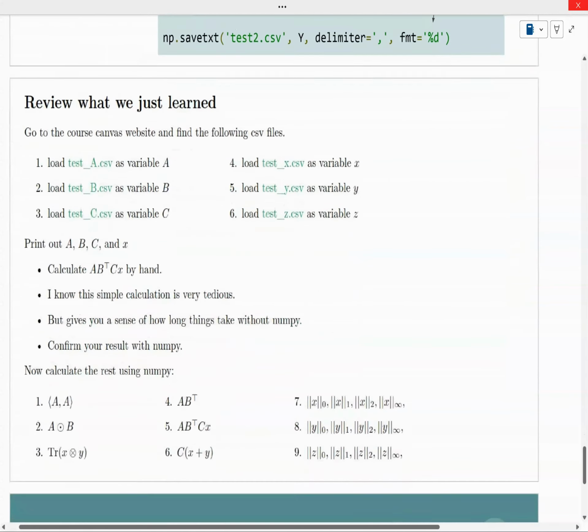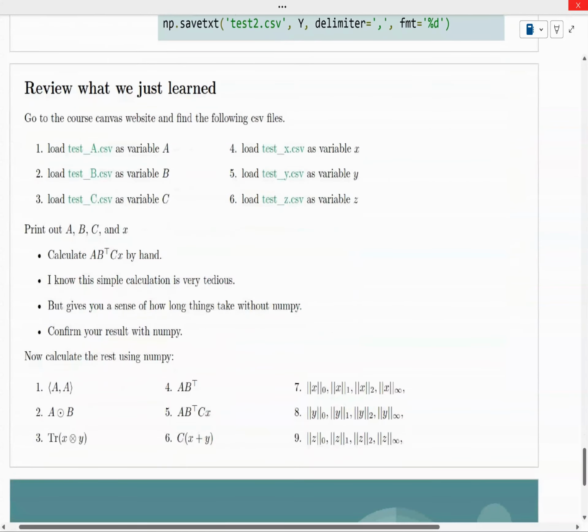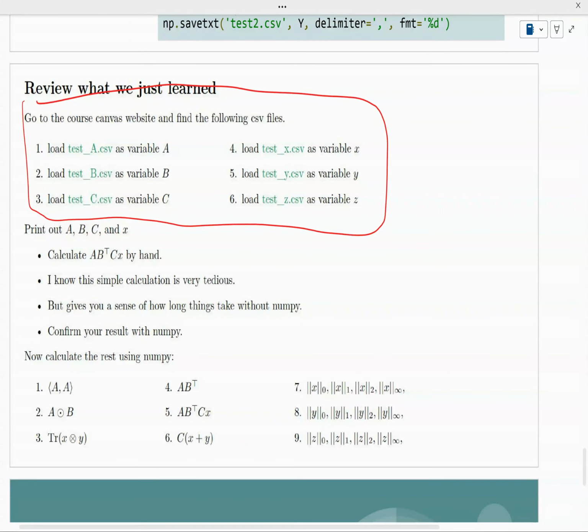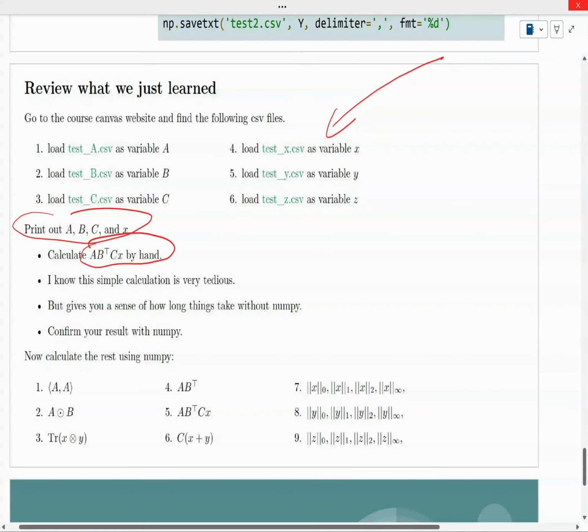Okay. All right. At this point, what I want you to do is to pause the video again. You want to review basically what we learned. What I want you to do is go to Canvas. In Canvas, there's a data folder. Go to the data folder. From the data folder, you can find all the test files. With the test files, I want you to load them. And once you load them, you want to print them out, and calculate them by hand.